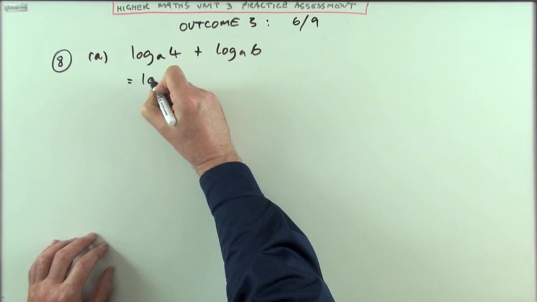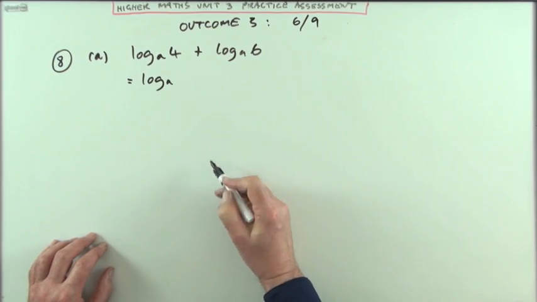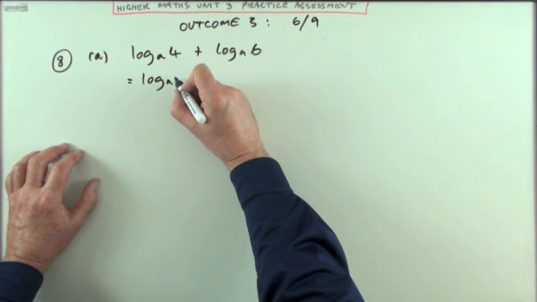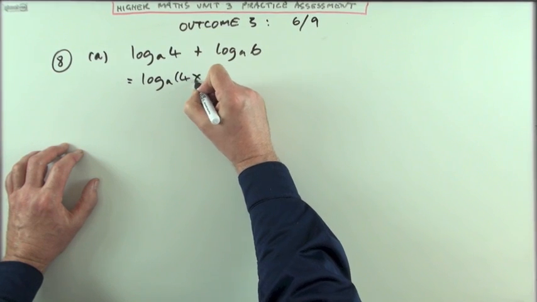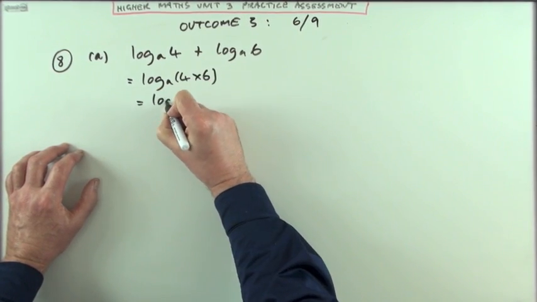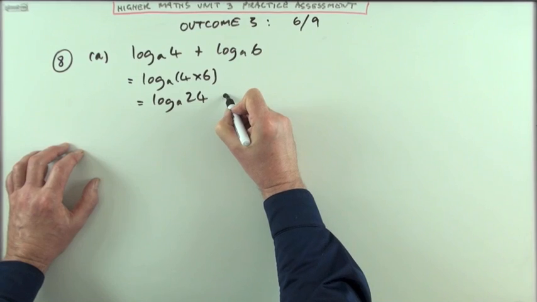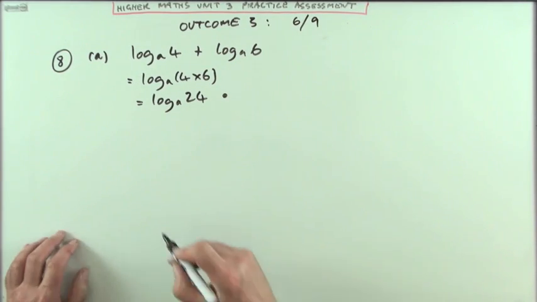Well, that's fairly trivial. That's just log base a of, if you're adding logs, you're adding powers, you must have been multiplying terms to add powers, so it'll be log a of 4 times 6, or you could state that straight away as log a of 24. 1 mark for that question.